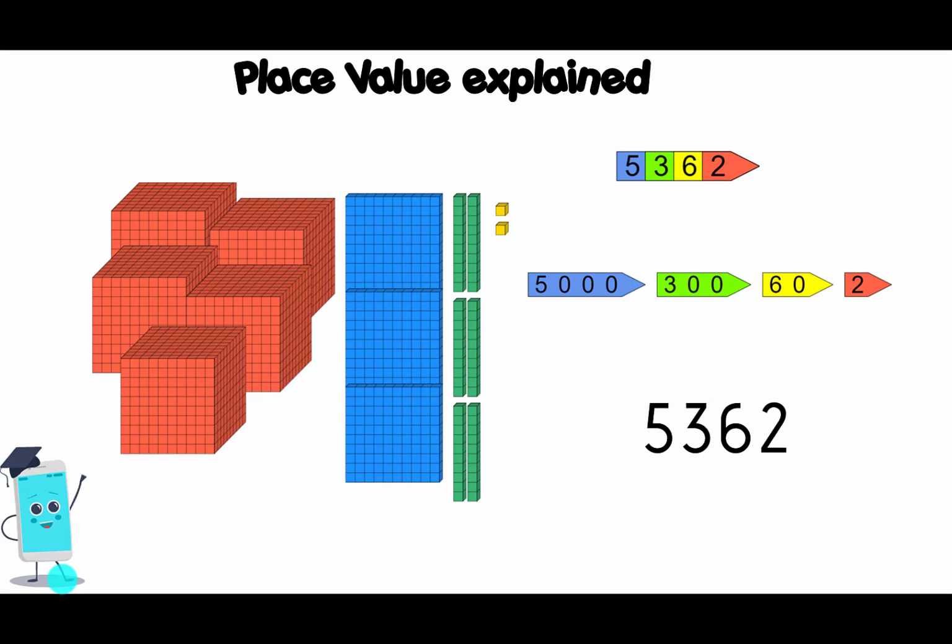So on the screen, I've got some different representations of our number 5,362. Here I have 5,000 blocks, 300 squares, 6 tens and 2 ones. Over here I have my arrow card. So my arrow card would look like this to start with, 5,362. And if I separated them, I could get a 5,000, a 300, a 60 and a 2.